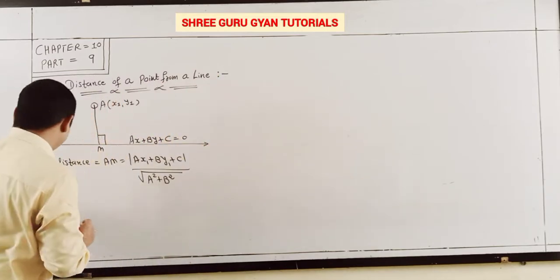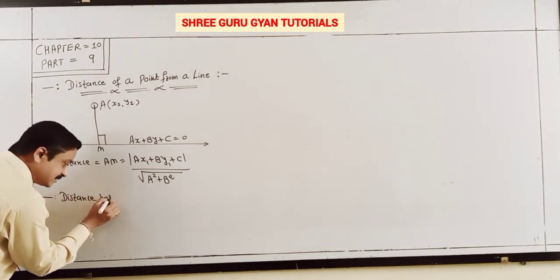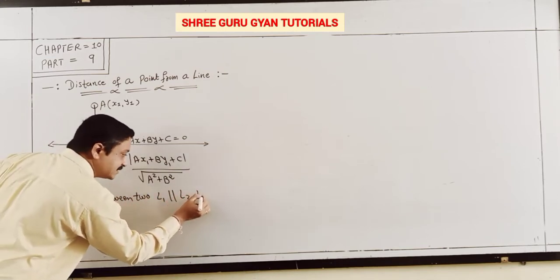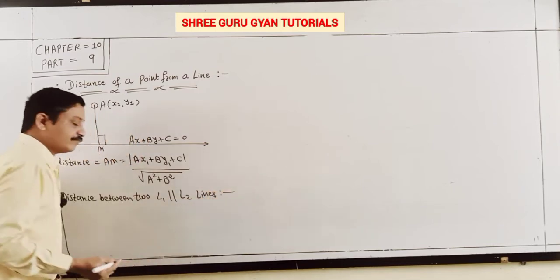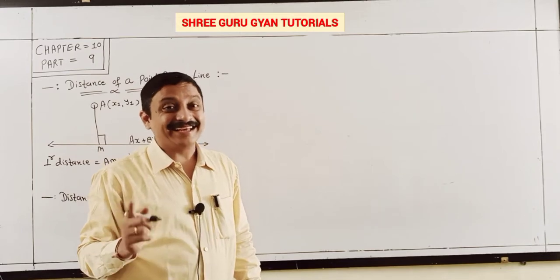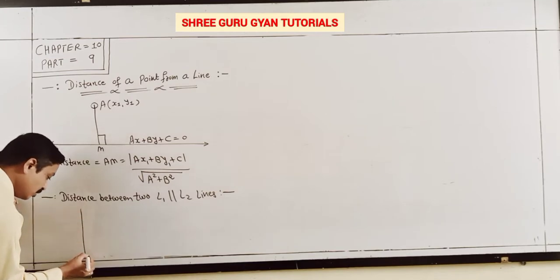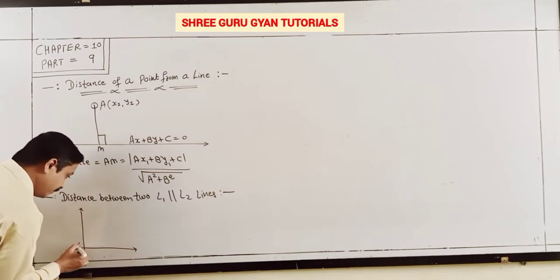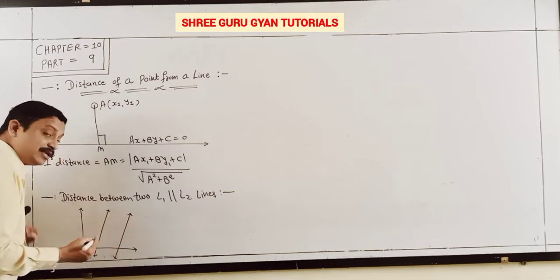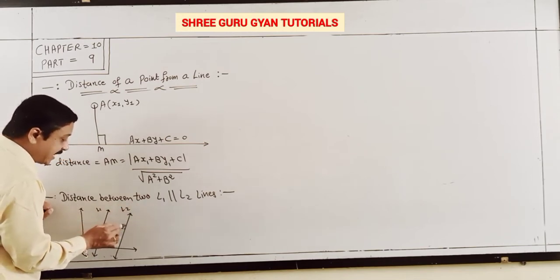And the second point I am going ahead with is the distance between two parallel lines, L1 parallel to L2, meaning the two lines are parallel. When they are parallel, the slopes are the same. So consider two lines in your coordinate plane, here L1 and here L2, both parallel to each other, and I create the distance between them.